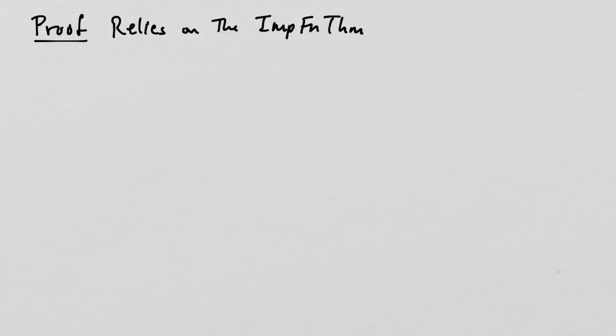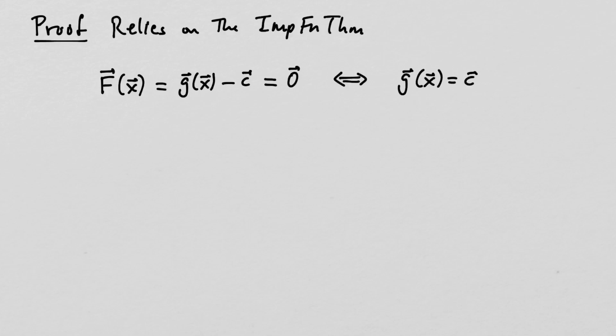What we're going to do is, we're going to have our function big F of x, which is just going to be our constraint function minus the constant c. And therefore, when I set this equal to 0, that's completely equivalent to our constraint equation, g of x equals c. So I'm just defining big F in this way.